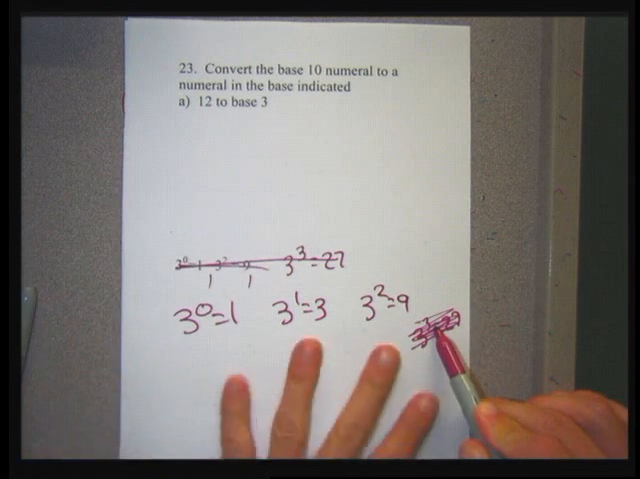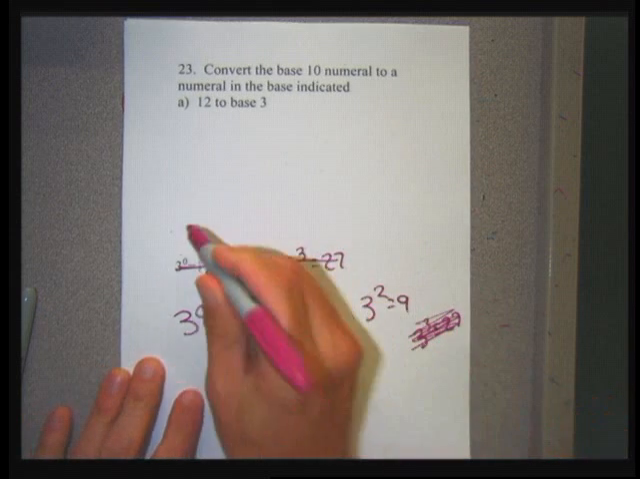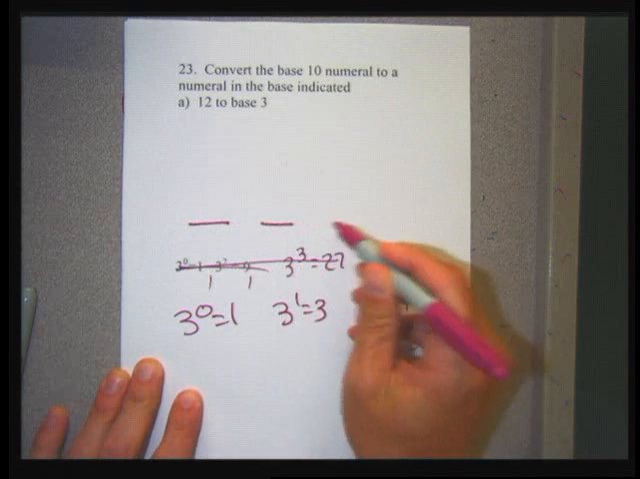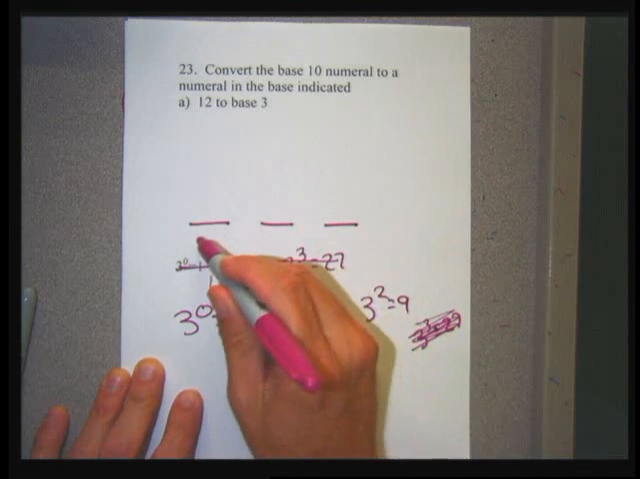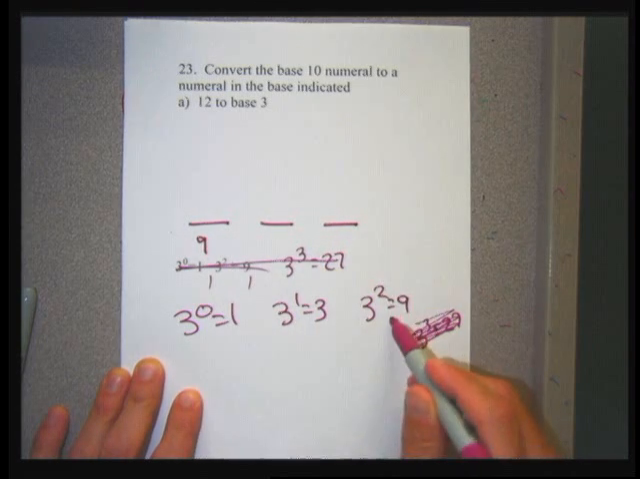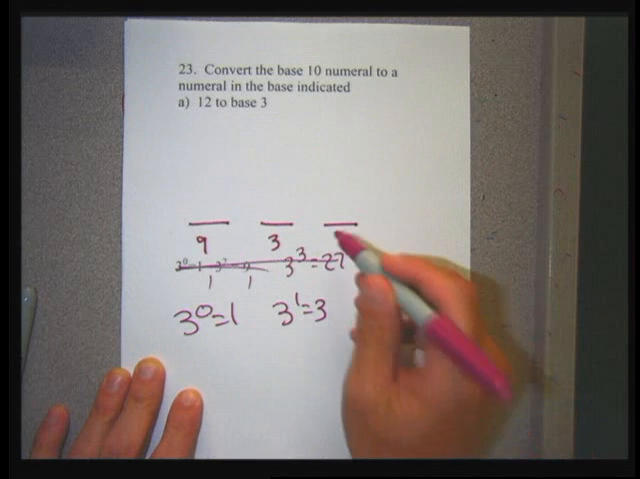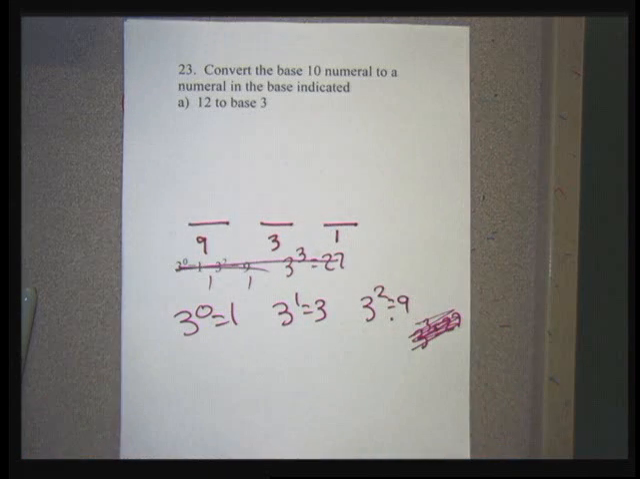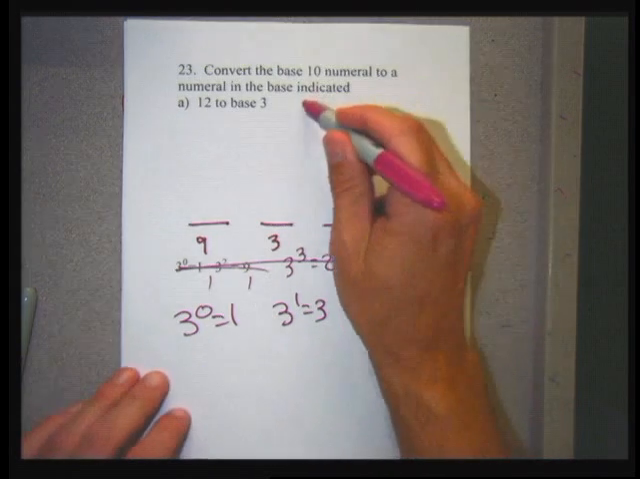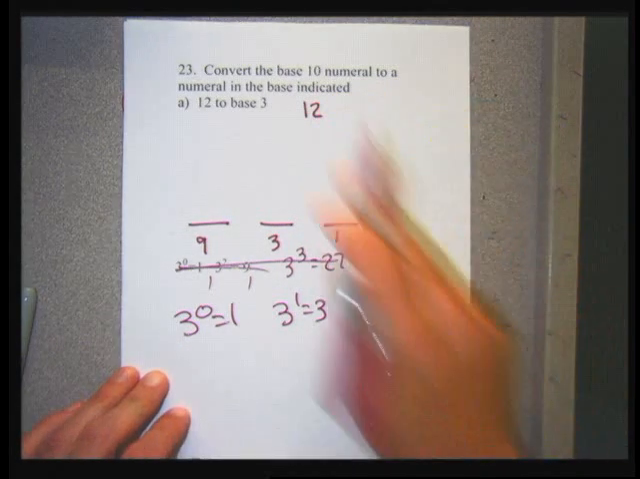My answer is going to have 3 spots in it. So when I go to write my answer, it's going to have 3 numbers. The first number is going to relate to 3 squared, which is 9. The second number is going to relate to 3 to the first power, which is 3. The last number is going to relate to 3 to the 0 power, which is 1. What I do is I start with my number, and I start subtracting. The number I have is 12.